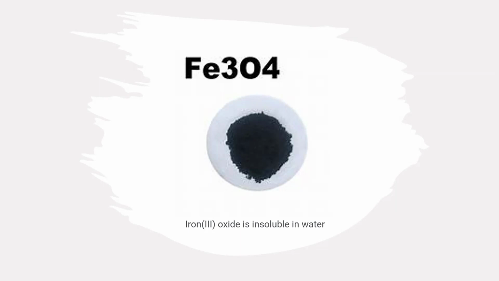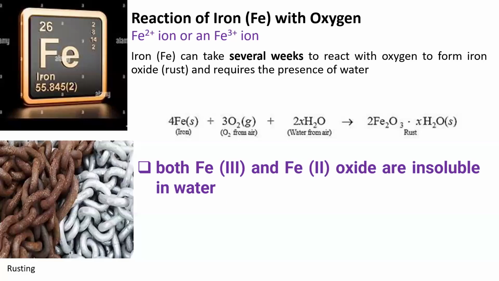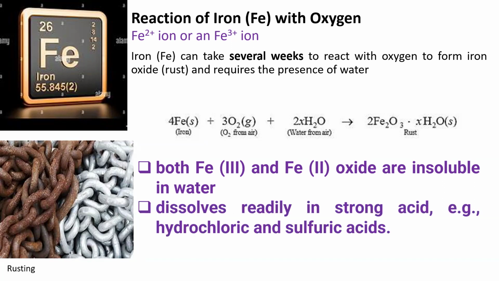But you have seen that sodium oxide was soluble in water and formed a strong alkali. So now you have seen another property of the oxides of these metals: both are insoluble in water, but they readily dissolve in strong acids like hydrochloric acid or sulfuric acid.